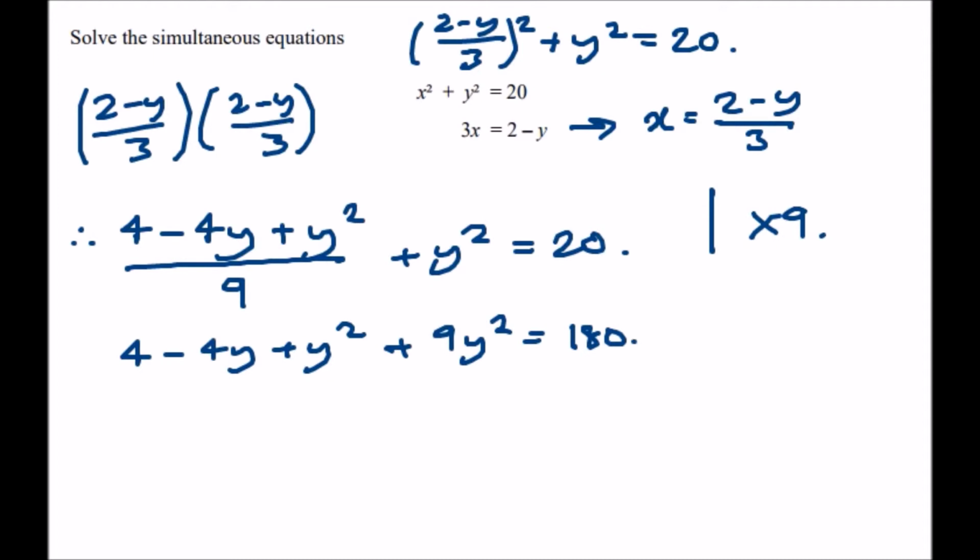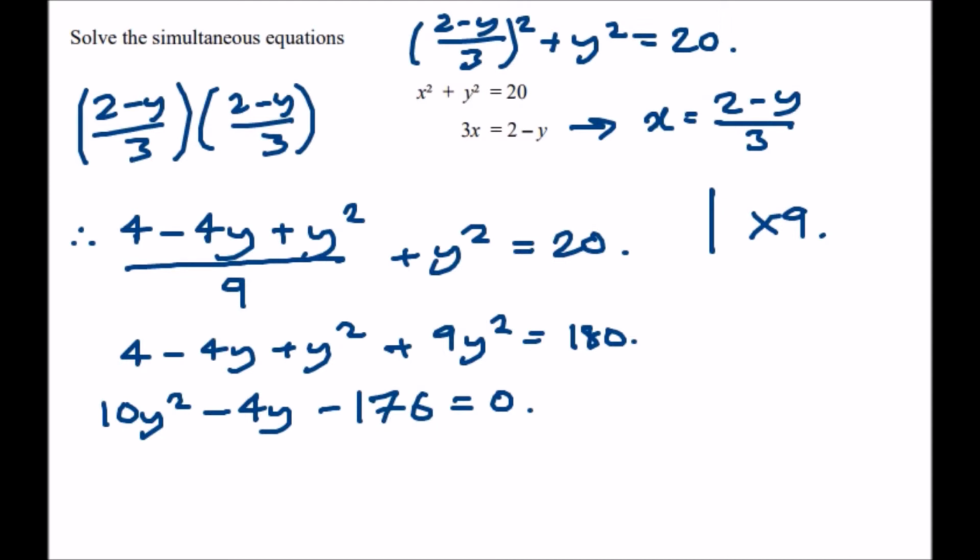Nice. Now collecting like terms, and then moving everything to the left and equating to 0. So y squared plus 9y squared will give us 10y squared minus 4y. And then 4 take away 180, or you could do it the other way around, 180 take away 4 is 176, and then bring it to the left to give us negative 176 equals 0. Right, almost there.